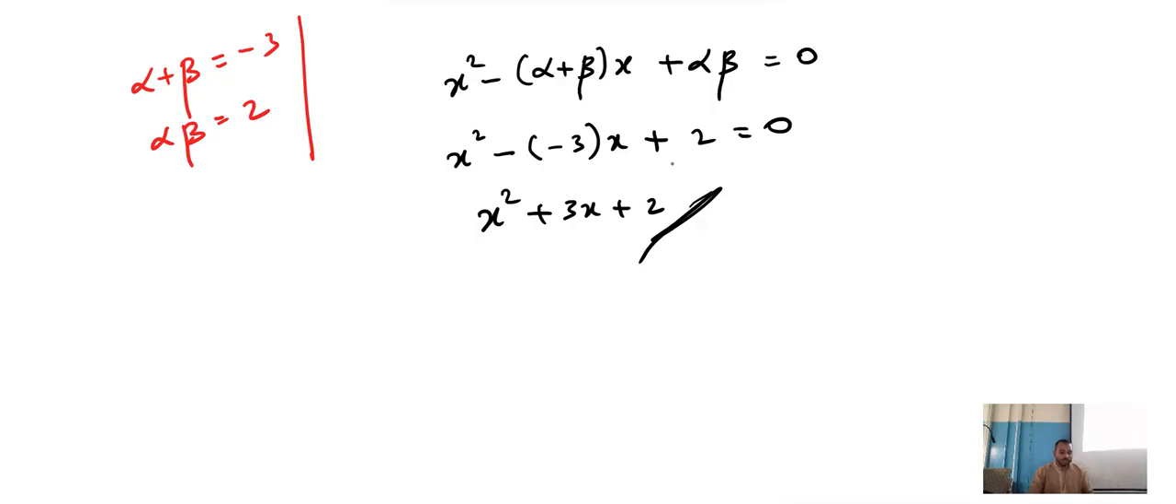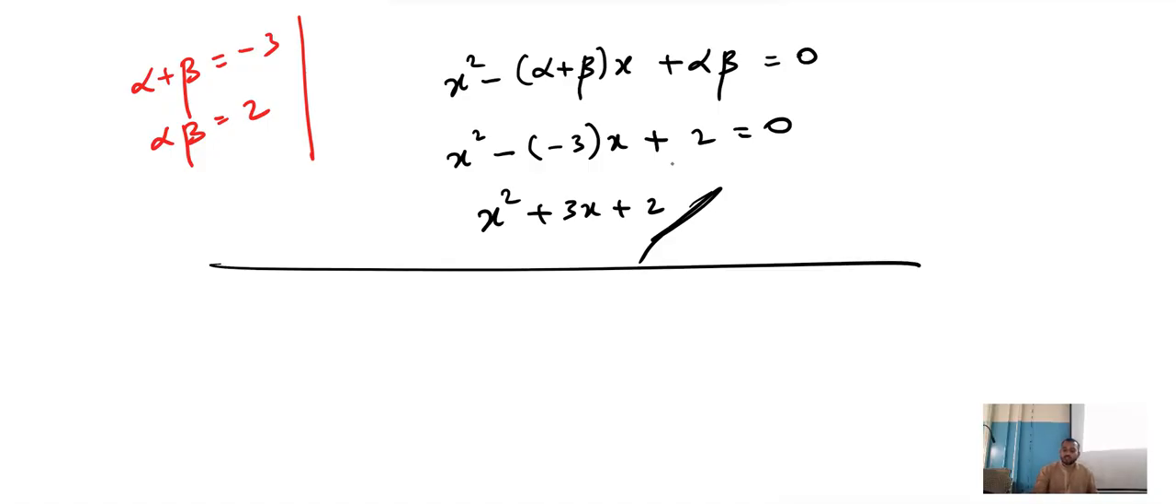Yeah, in the similar order, take down one more question. It has a twist. What is that? Find the quadratic polynomial whose zeros are 4, 1. See children, in this question, what is the twist? He said zeros. Zeros means alpha is 4, beta is 1.